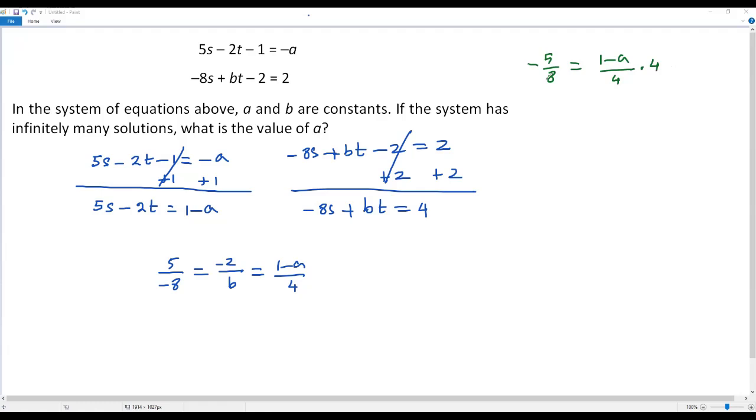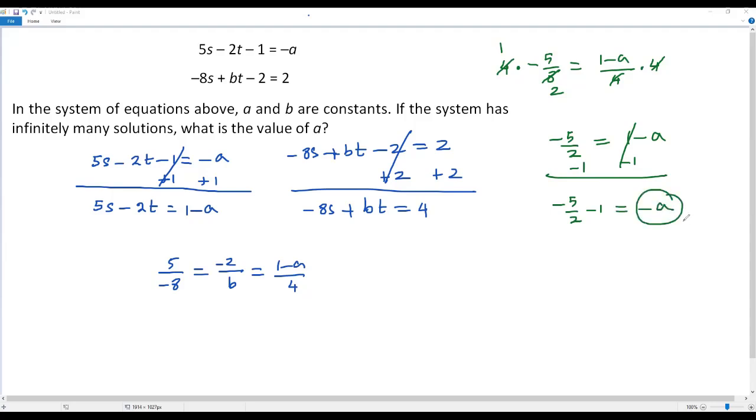Let me multiply both sides by 4 to get rid of the denominator 4 over here. So this 4 will cancel out. 4 goes into 4 one time and 4 goes into 8 two times. So here I am getting −5 over 2 on the left side. On the right side we have 1 − a. Now to get rid of this 1, let me subtract 1 from both sides. When I subtract 1 from both sides, 1 and −1 cancel out. I am getting −5 over 2 − 1 = −a.